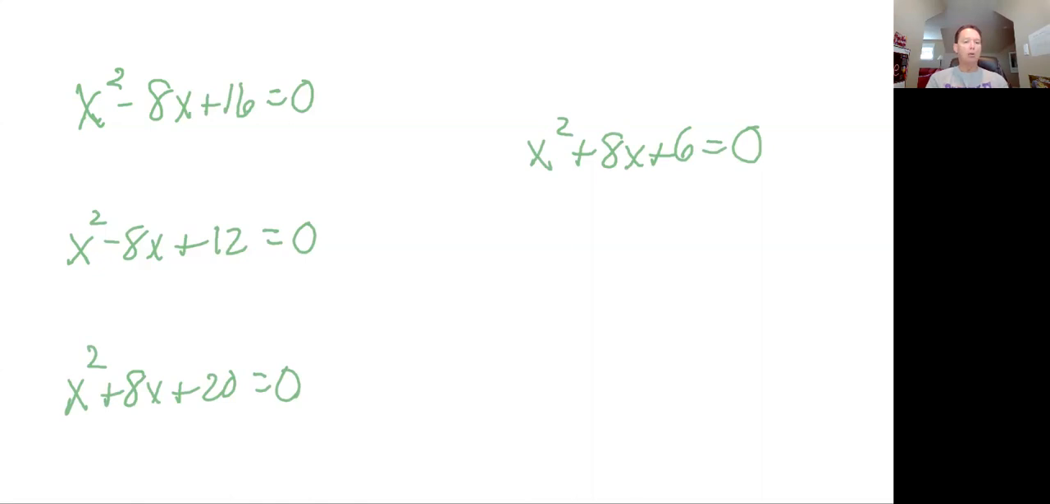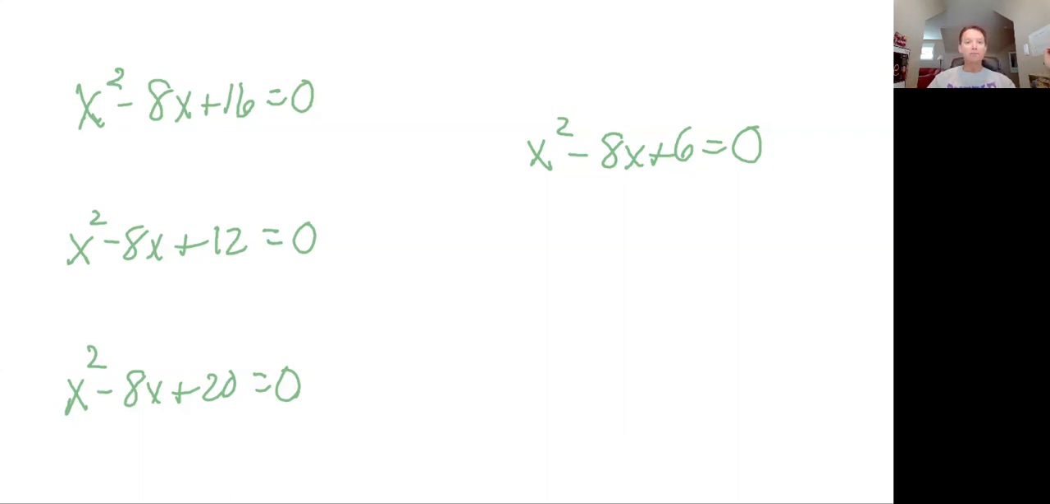Okay, now those all, whoa, what am I doing here? Sorry. Let me fix this. I want these all to be minuses, sorry. So I want these all to be x squared minus 8x, and then it's just a matter of what we add to the last term.